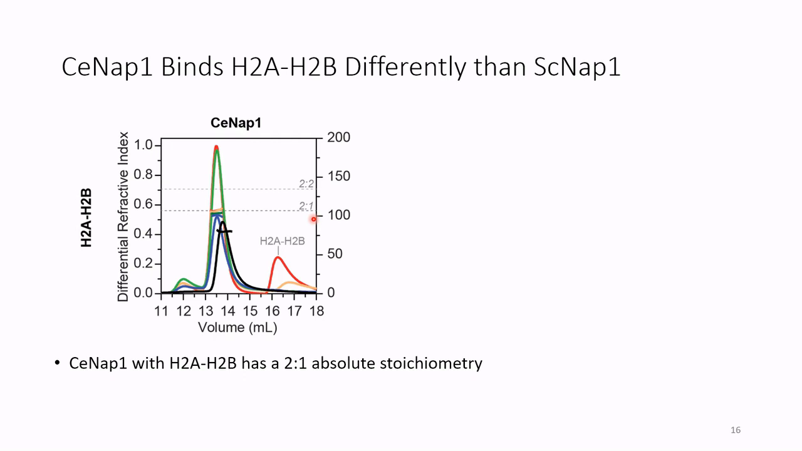Upon further titration beyond an equimolar amount, with orange being 1.5 and red being 2 molar equivalents, we see that there is emergence of a free H2A H2B peak. We do not get a molecular weight trace of the H2A H2B peak because these proteins have low signal and are small, hence the error associated with it is slightly higher and we do not report them.